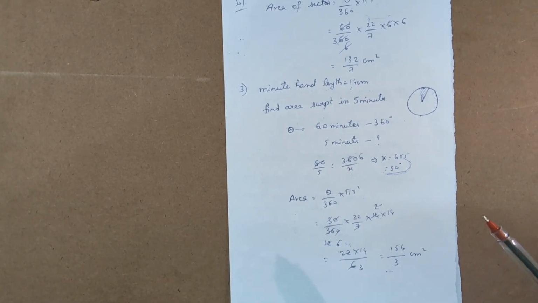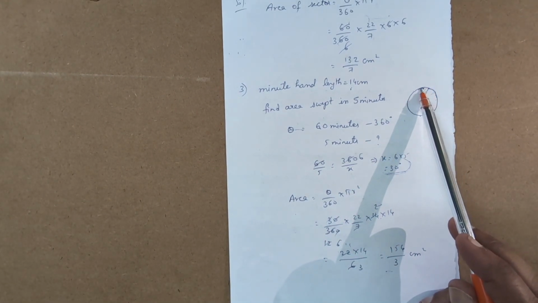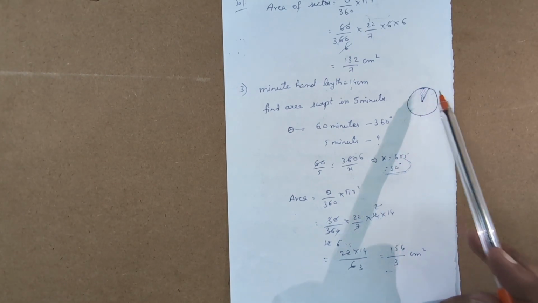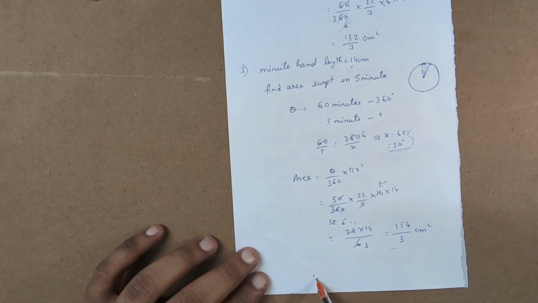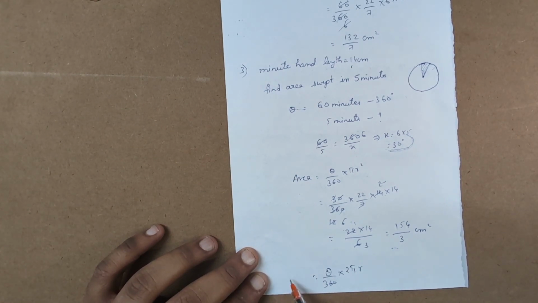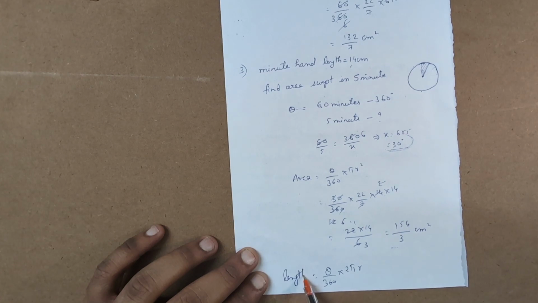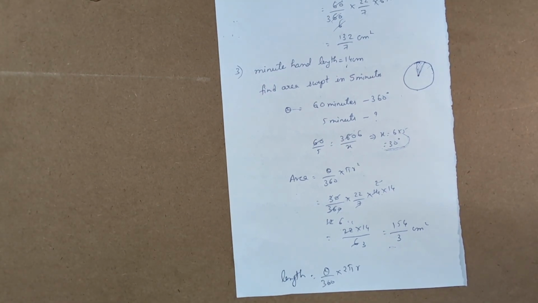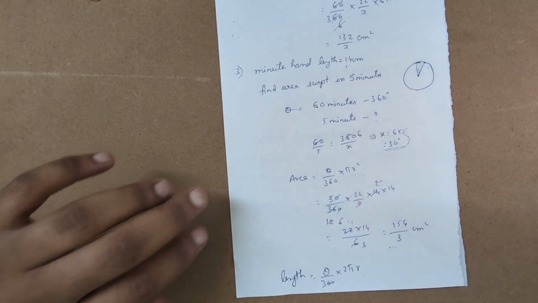If they ask what is the length of the arc covered by the minute hand, then the formula is theta by 360 into 2 pi r. If you follow this formula, we will get a length. So based on the question, if they ask length, then you have to follow this formula. If they ask area, then you have to follow this.